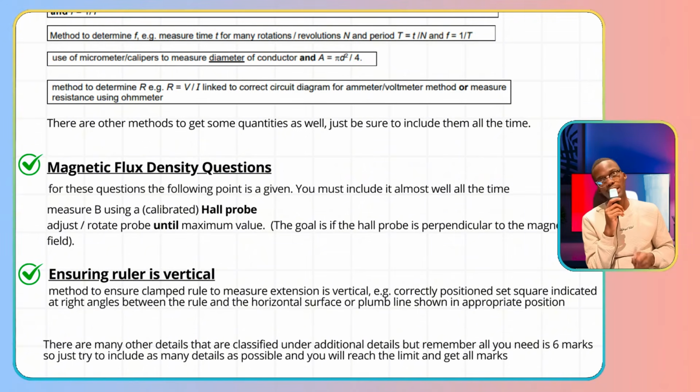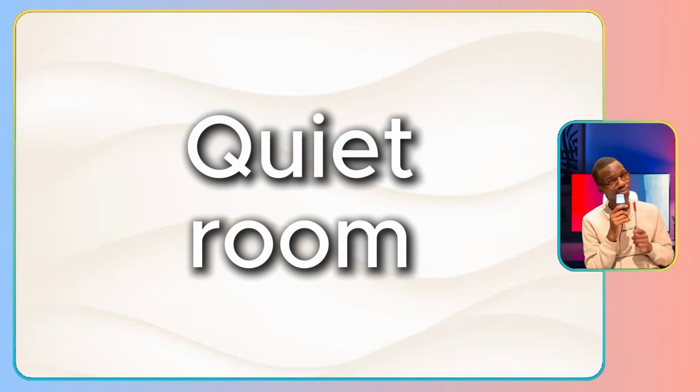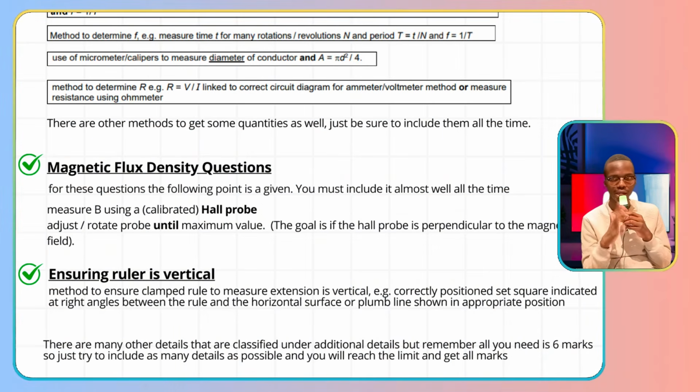For example, again, for loudness experiments, in experiments involving sound, a common point that you might include is to conduct your experiment in a quiet room. A quiet room has less noise, so you can have your sound heard a little bit better. There are many other details really that are classified under additional details. But remember, all you need is 6 marks. So just try to include as many details as possible and you'll reach the limit and get all the marks that are possible.